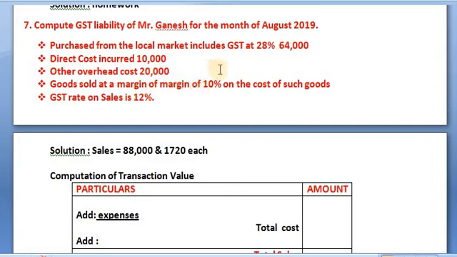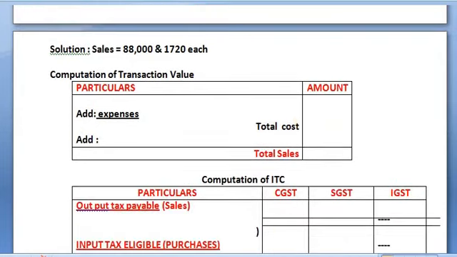Okay, fine. What is the sale value? We don't know. So first you need to calculate the cost, on that add the profit, you will be getting the sales. On that sales, again purchases you have to take, and then you have to go for calculating ITC. So it will be like this. First you have to compute the transaction value. So you should get the transaction value, sales will be 88.